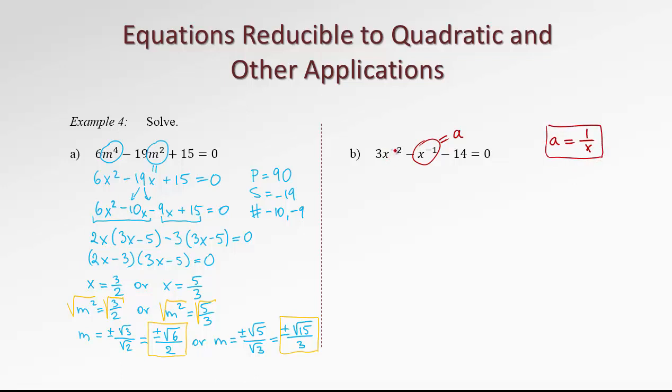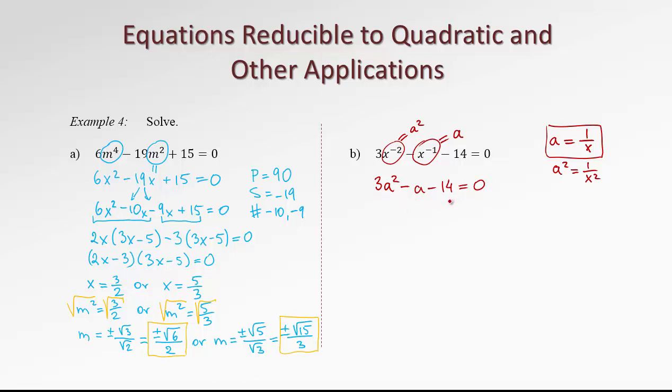Therefore, x to the negative 2 is the same as a squared, isn't it? Because a squared is 1 over x squared. So the variable expression in the first term corresponds to a squared. By renaming those expressions, we bring the original equation to the quadratic one, 3a squared minus a minus 14 equals 0. Now we can choose to solve this equation either by factoring or by using the quadratic formula.